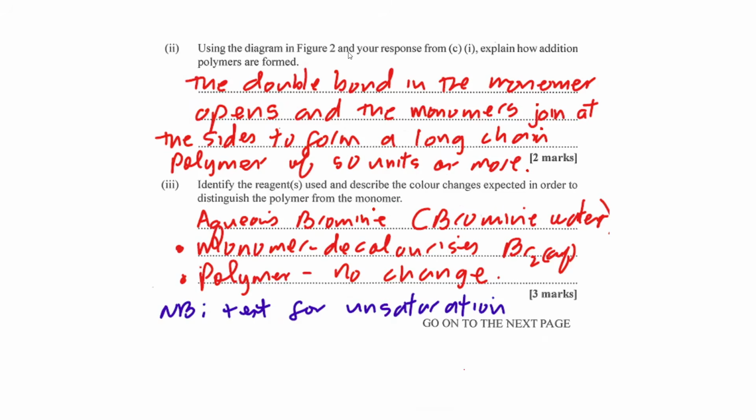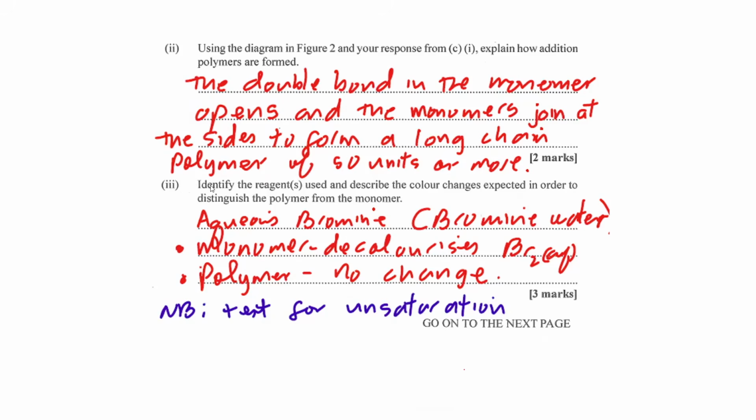Part 2. Using the diagram in figure 2 and your response from C part 1, explain how addition polymers are formed. So the double bond in the monomer opens up at the sides and the monomers join to form the long chain polymer of 50 units or more.